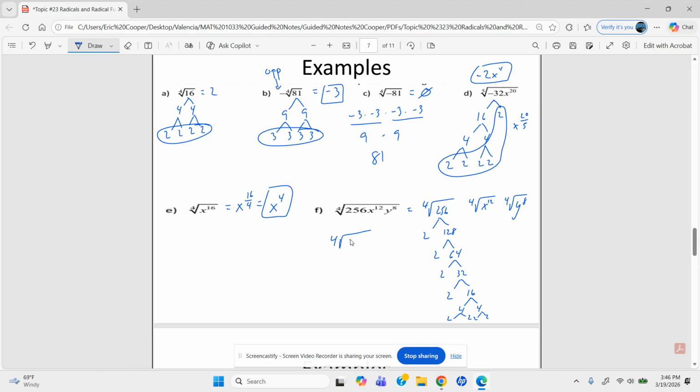If we go back and look at 256, it means this could have been 16 times 16, and each of these 16's can be 4 times 4 and 4 times 4. So here's my group of 4. The fourth root of 256 is 4. For the x, we're going to take 12 and divide it by 4. That gives me 3. And for the y, we'll take 8 divided by 4, and this gives me 2. We will take a look at what we call prime factorization later on in the class in a couple of topics.